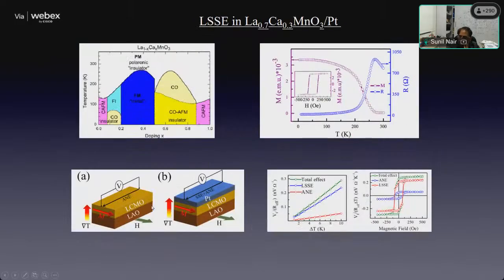The device geometry is typically like this. In this case, it was LCMO. You have a lanthanum aluminate substrate, and we had a 200 nanometer LCMO thin film grown on top of it using pulsed laser deposition. Then you deposit a 10 to 13 nanometer thick platinum layer, which acts as the spin to charge conversion layer. Then you measure the voltage across this. So this is the device geometry.